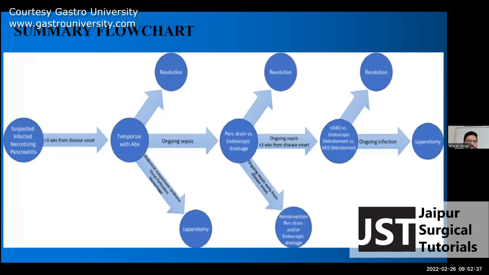So this flowchart here helps us summarize the treatment in a case of a suspected or diagnosed infected pancreatic necrosis, necrotizing pancreatitis. That is, if it is less than 3 to 4 weeks from the disease onset, we try to temporize it with antibiotics. If resolution, well and good. If the patient does have an abdominal compartment syndrome or a complication such as a hemorrhage or a bowel perforation, the patient is taken immediately for surgery. If still the patient has ongoing sepsis, as per the step-up approach, we do a percutaneous drainage or an endoscopic drainage. And if there is ongoing sepsis beyond this point also, then an endoscopic debridement or a minimally invasive surgery or laparotomy with open necrosectomy can be done.